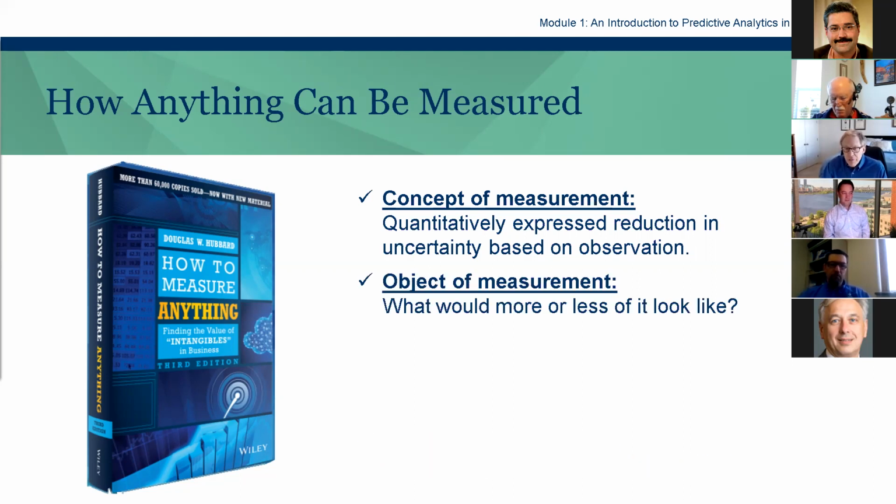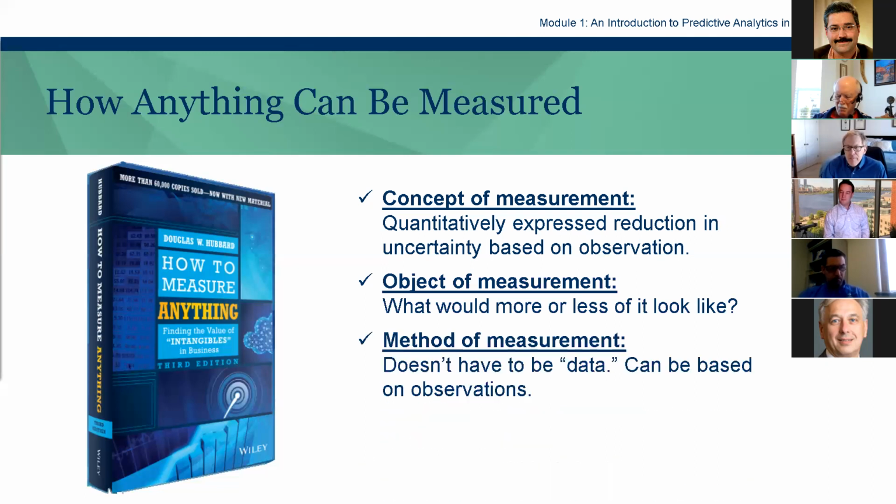There's also the object of measurement. The thing we're actually trying to measure is often not well defined. So if you're not sure how to measure something, ask the question, what would more or less of it look like? And I'll have an example next. And then the third major argument that some things can't be measured is the method of measurement. It's really broader than traditionally thought. Measurement does not have to be based on data necessarily. As defined above in the first item, it can be based on observation.